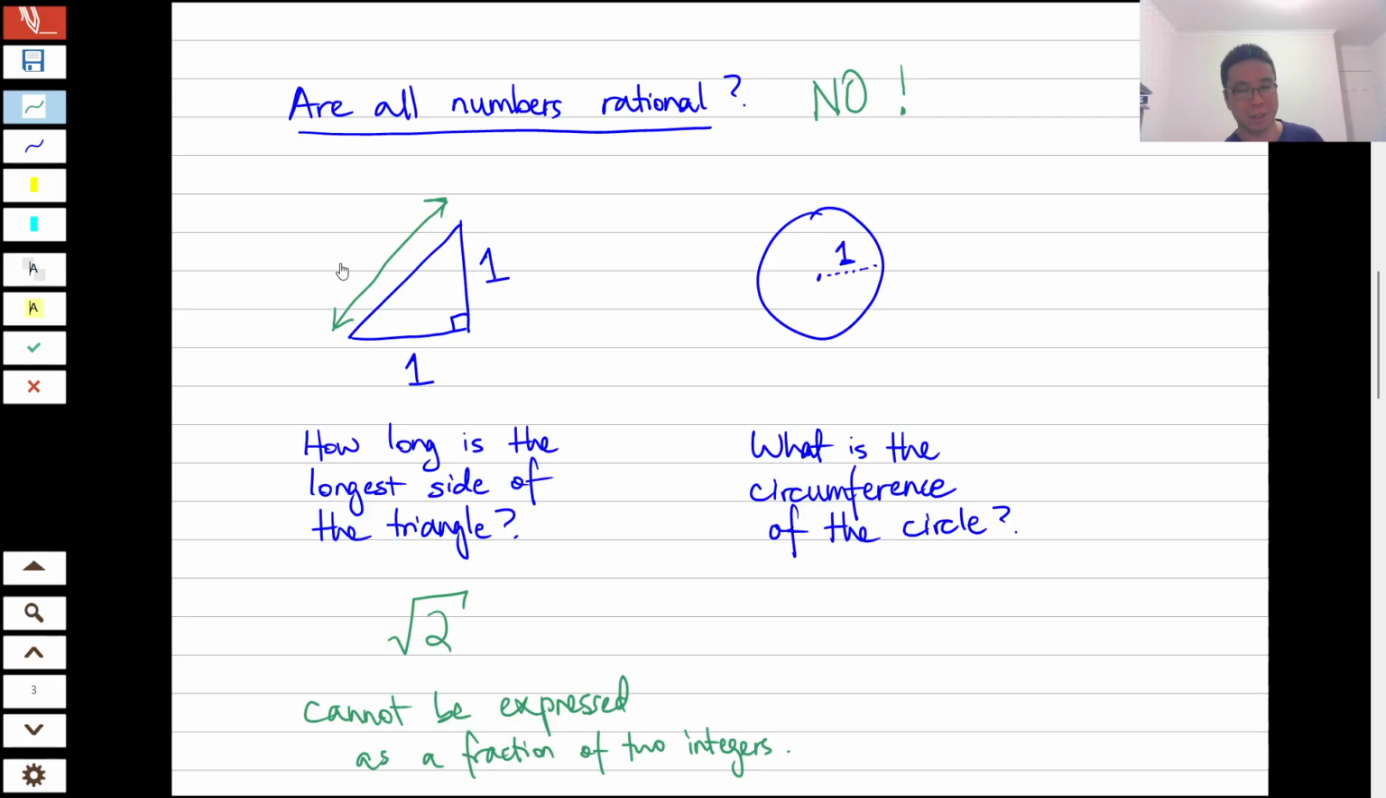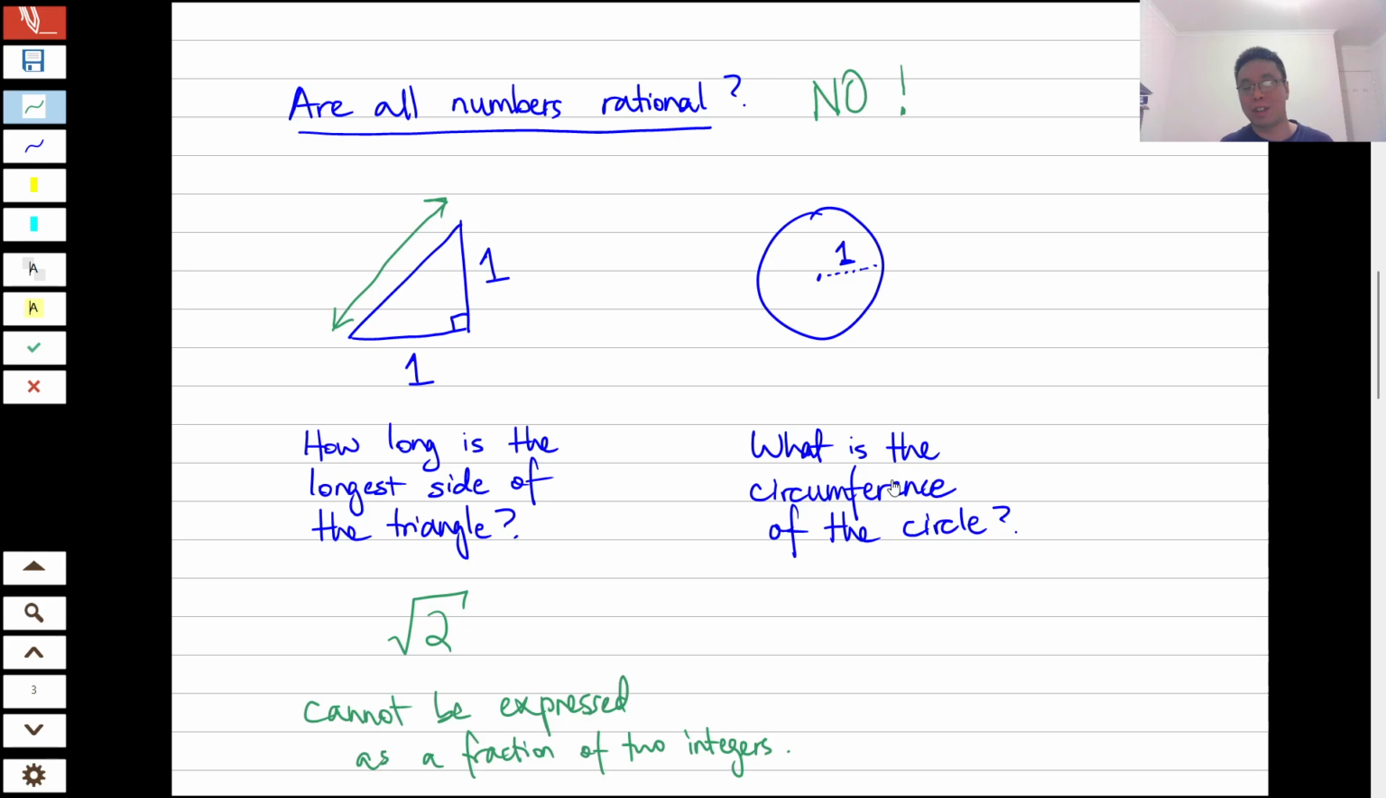And legend has it that among the ancient Greeks, when this was first discovered and someone put this argument forward, the community of the day was so scandalized by this, legend has it that that person was drowned. It was too difficult and too hard to accept at the time. Maybe maths isn't so boring after all.